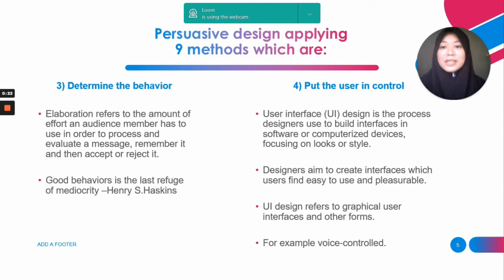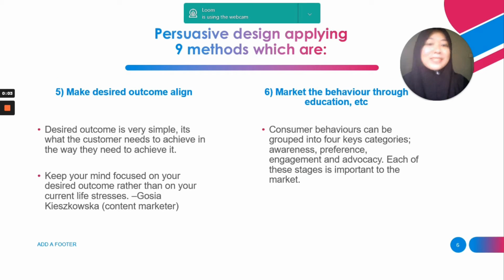Number four is put the user in control. User interface (UI) design is the process designers use to build interfaces in software or computerized devices. Focusing on look or style, designers aim to create interfaces which users find easy to use and pleasurable. UI design refers to graphical user interfaces and other forms, for example, voice control. Number five is make the desired outcome aligned. A desired outcome is very simple. It's what the customer needs to achieve in the way they need to achieve it.